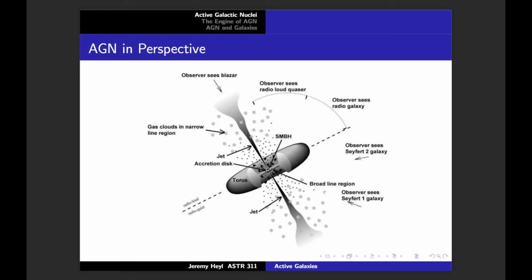As you move up and you're looking right into the central region, you get to see all the light that's coming out near the black hole. And what will happen is that light can dominate the light of the entire galaxy. And when the light is dominating the entire galaxy, we call that a quasar, right? Quasi-stellar radio source.